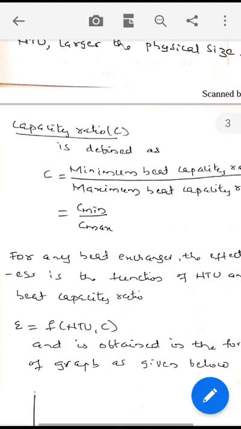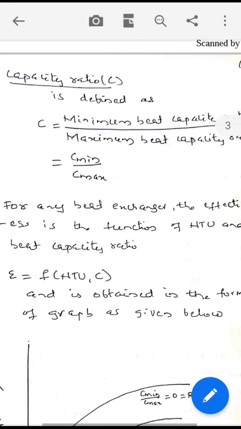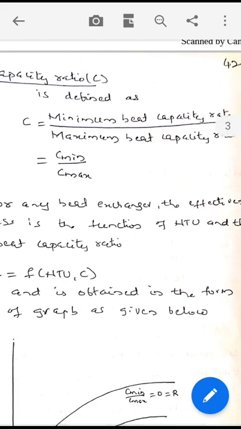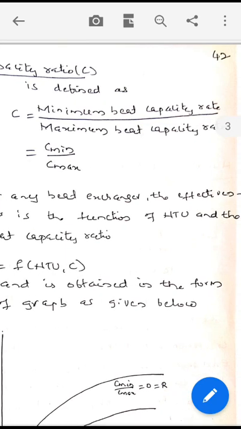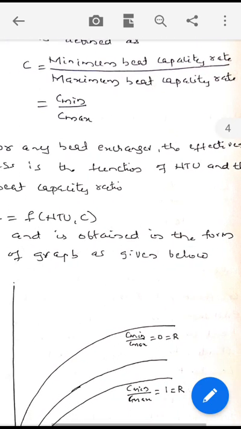Now another term used in the heat transfer analysis is the capacity ratio. Capacity ratio is defined as capital C equals the minimum heat capacity rate divided by the maximum heat capacity rate, that is, C minimum divided by C max.